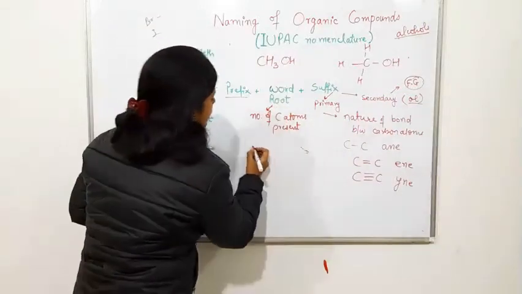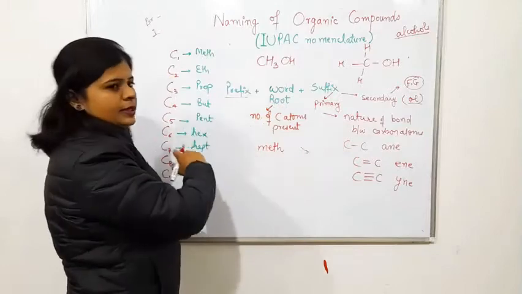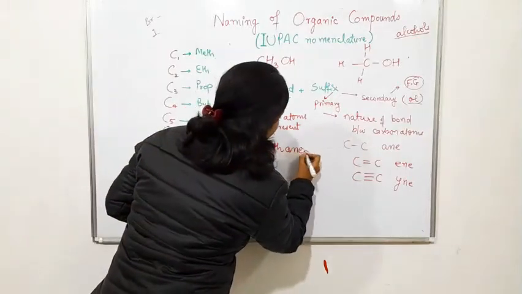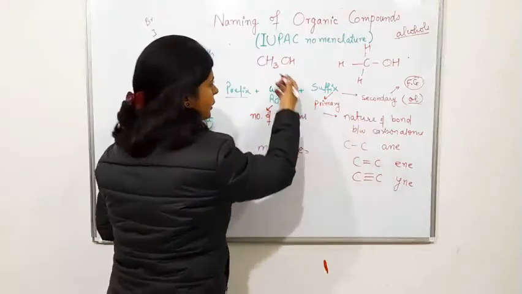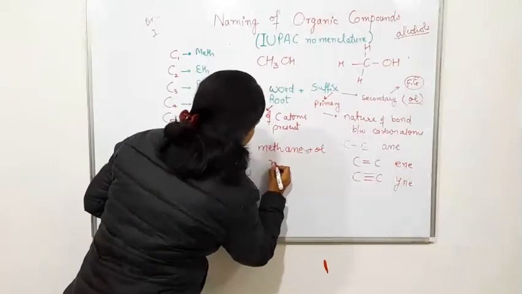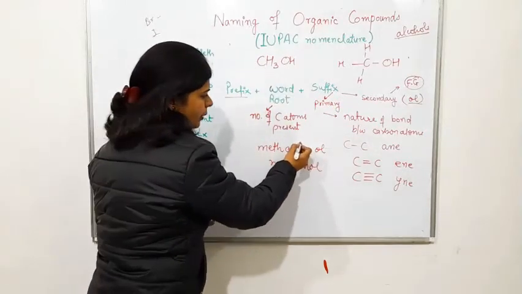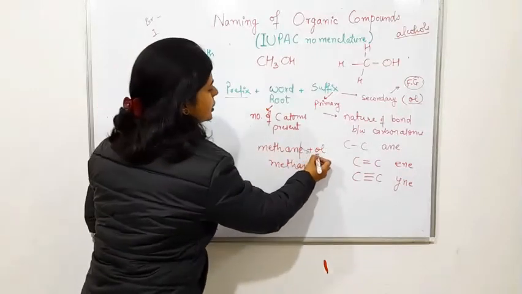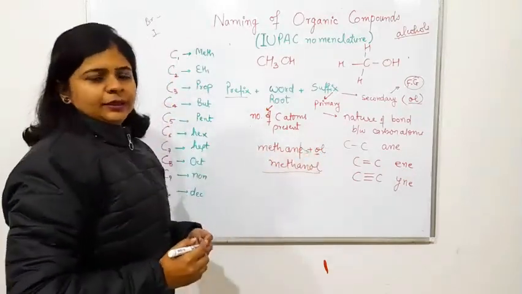Now for naming, the word root is meth. Why? One carbon atom is there. And again the primary suffix, for single bonds with one carbon atom, as we already discussed, is ane, plus -ol. So the name becomes methanol. Why? Because the e will be cancelled whenever a vowel follows, so we cancel the e and write it as methanol. Thank you.